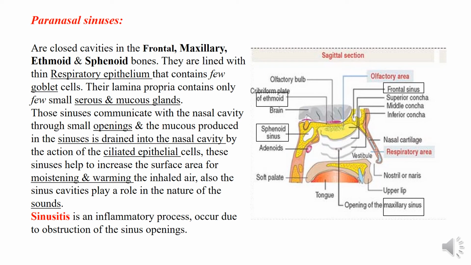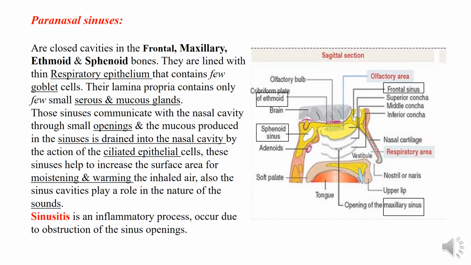Those sinuses communicate with the nasal cavity through small openings, and mucus produced in the sinuses is drained into the nasal cavity by the action of the ciliated epithelial cells. These sinuses help to increase the surface area for moistening and warming the inhaled air. Also, the sinus cavities play a role in the nature of sounds.